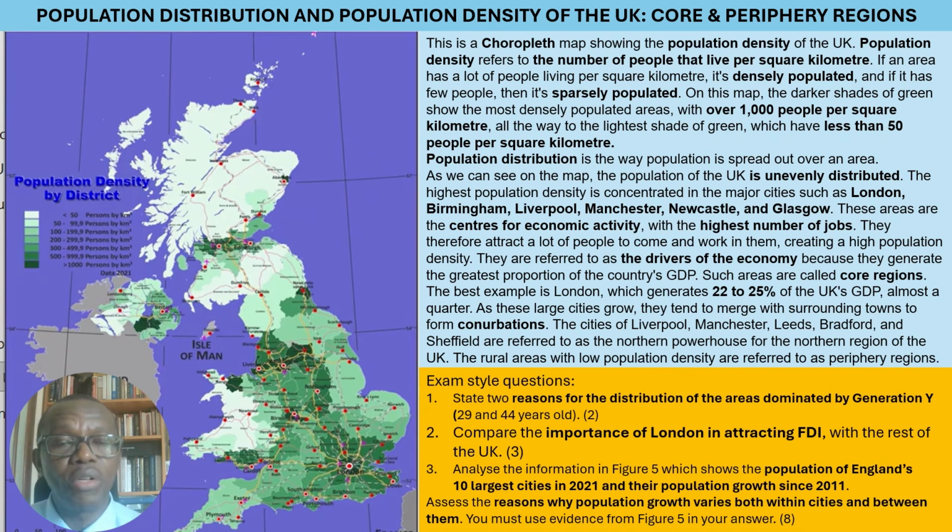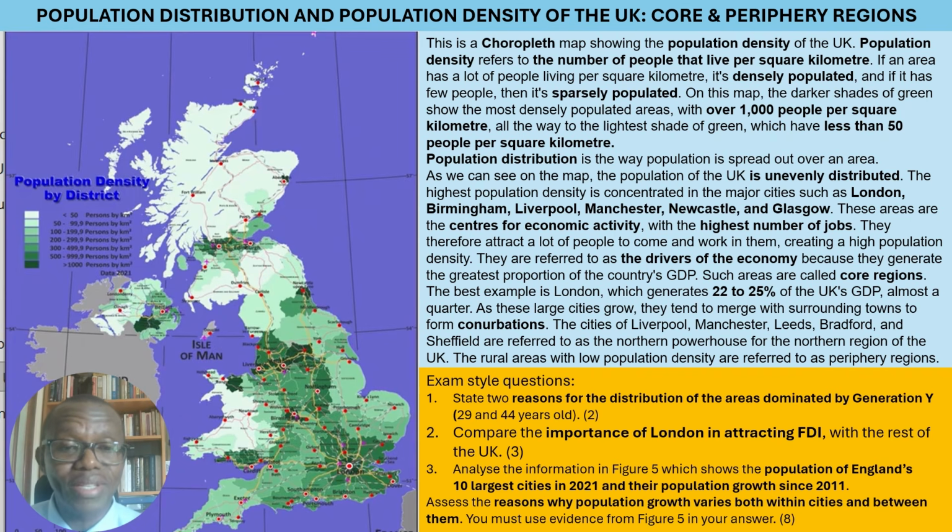Then the distribution refers to how population is spread out over an area. Now, on this particular map that is shown here, it's a choropleth map, and it shows us the population density of the UK. If a place has got many people living in a square kilometer, then it's considered to be densely populated. And if it has few people living per square kilometer, then it's considered to be sparsely populated.